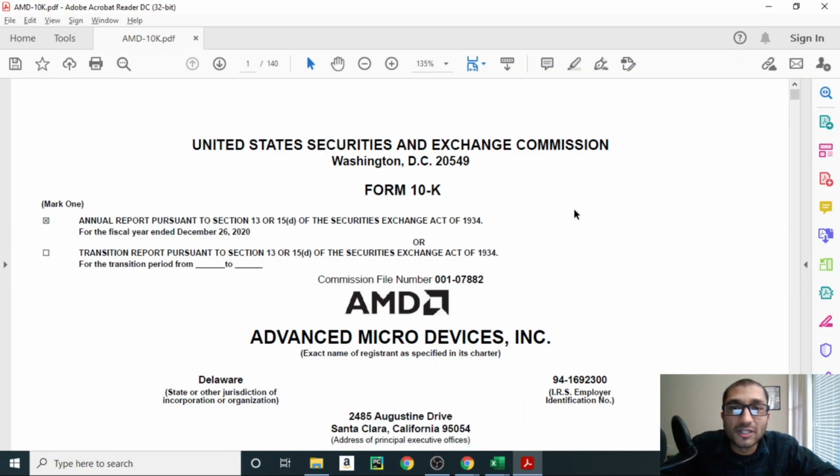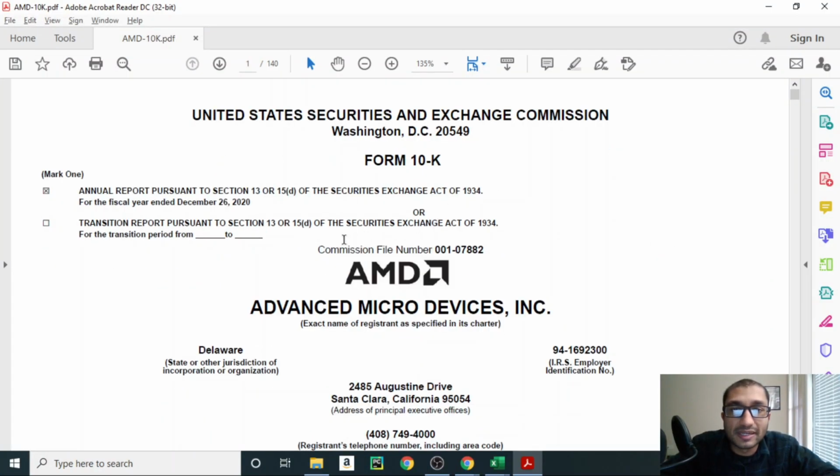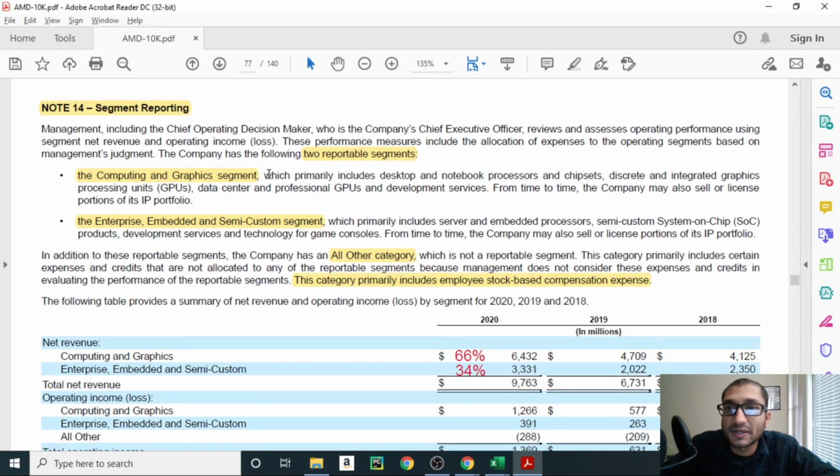Let's start off by looking at the Form 10-K, which is the annual report that AMD filed with the SEC. This is for the fiscal year that ended December 26, 2020. And on page 77 of this report, the company talks about the operating segments. It states that it has two reportable segments.